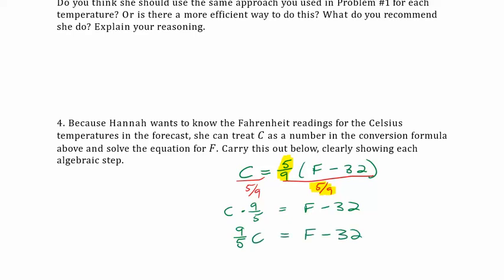And then what did we do next on those problems we just solved? Well, we added 32 to both sides. So now these are not like terms, so what I have to do is just write that I'm going to add them. I'm going to take 9/5 C plus 32, and that's going to equal F.